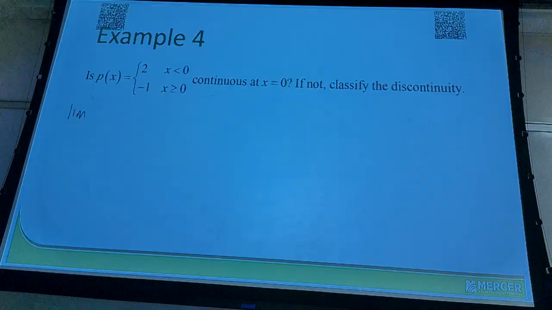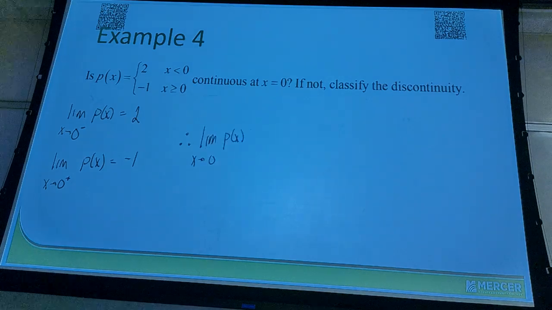But do the one-sided limits exist? Yes, but they're not the same. What's the left-sided limit? 2. What's the right-sided limit? What kind of continuity is it? Or discontinuity? Jump.